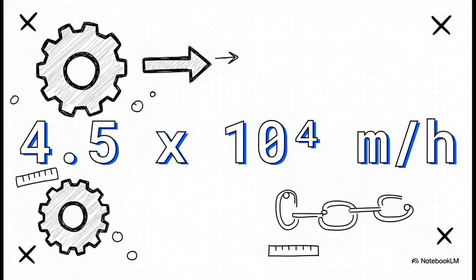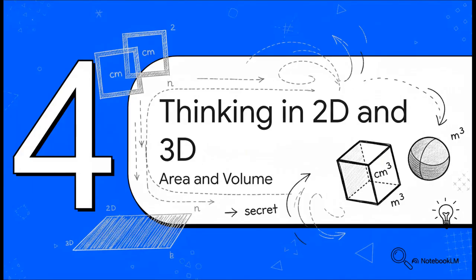The kilometers cancel out just like we planned, and all that's left is to do the math. 45 times 1,000 is 45,000, and if we write that in scientific notation, it's 4.5 times 10 to the 4 meters per hour. See? It works like a charm. Okay, you're doing great. That's one-dimensional conversions.